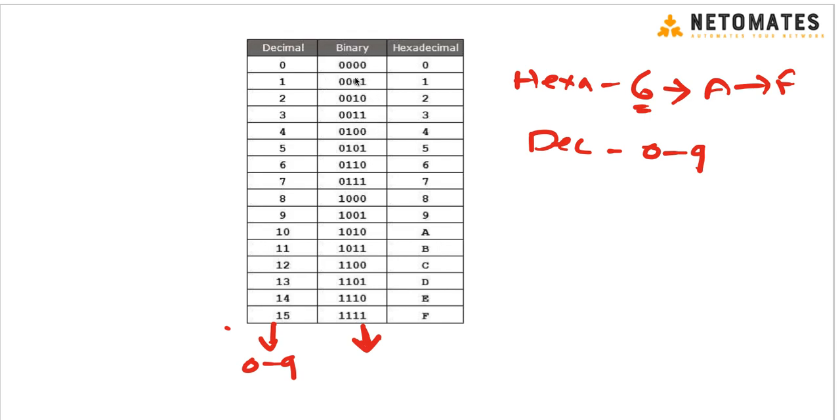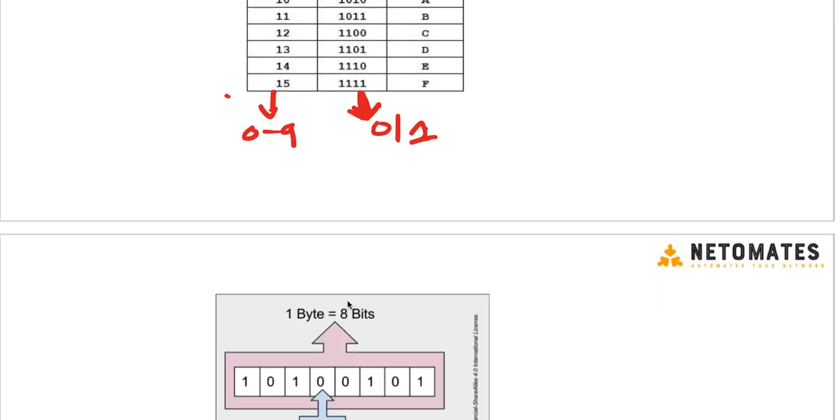But the computer can only understand zeros and ones, so if you want to tell a number or some information or anything, in the end it has to be converted into zeros or ones. Let's see how zeros and ones are stored in the computer.